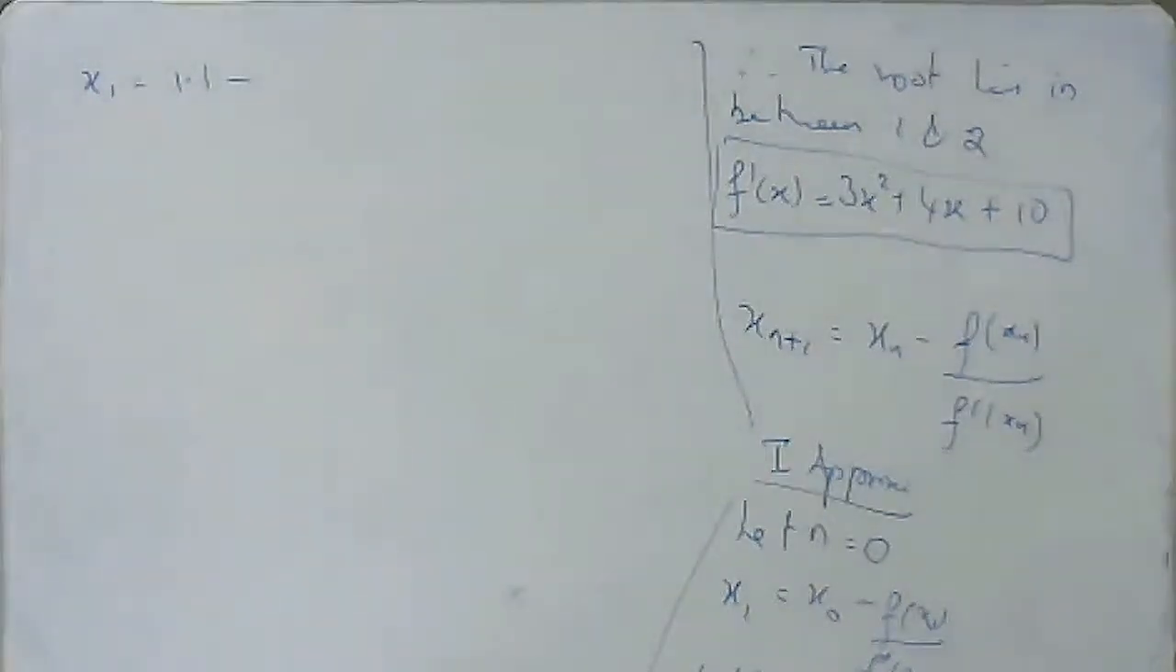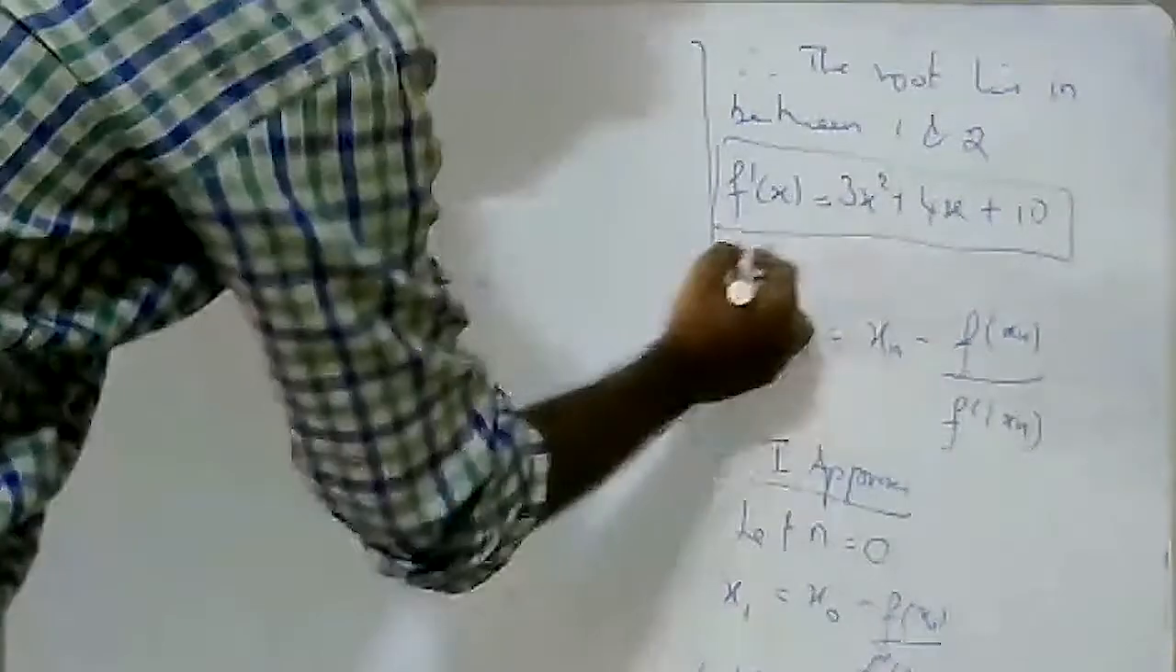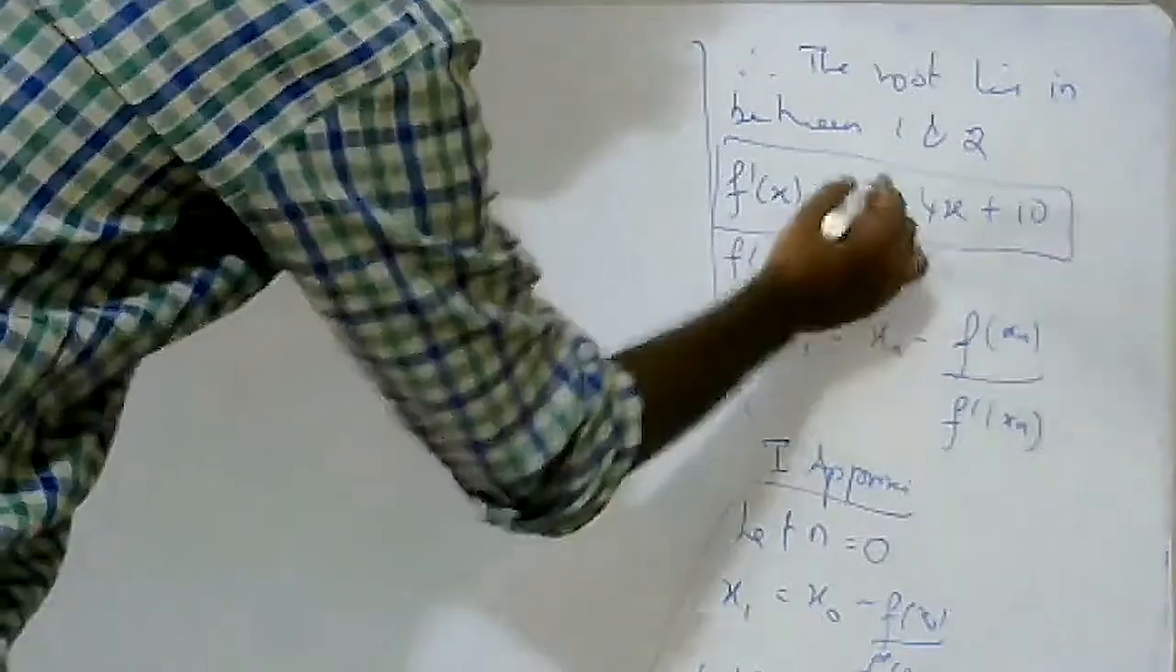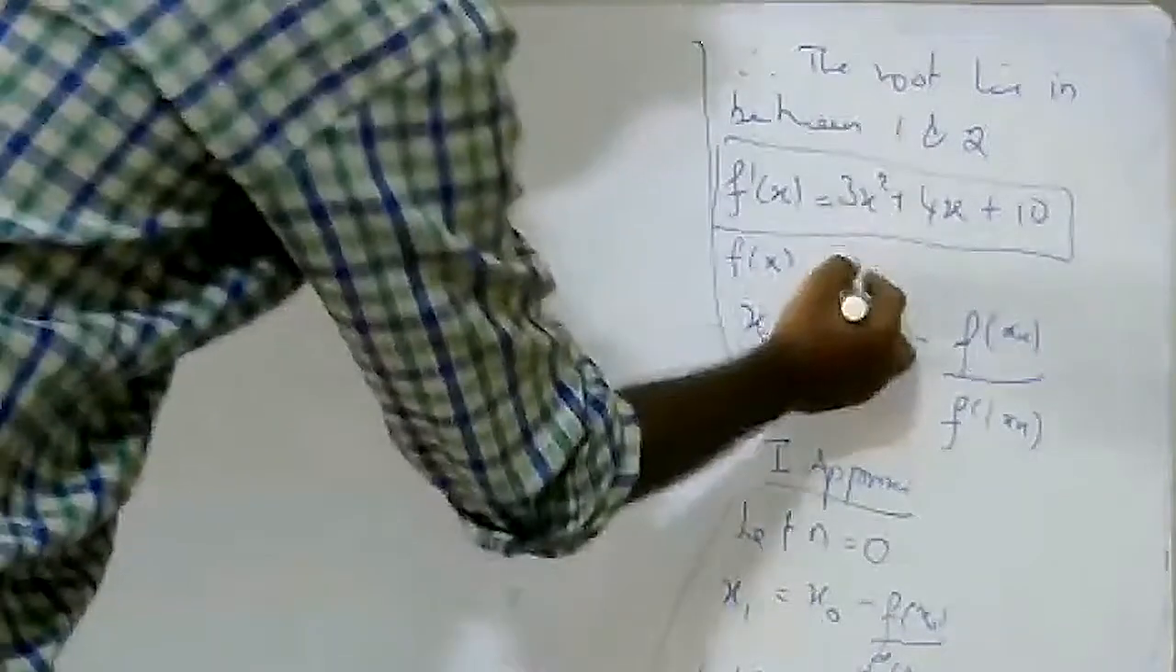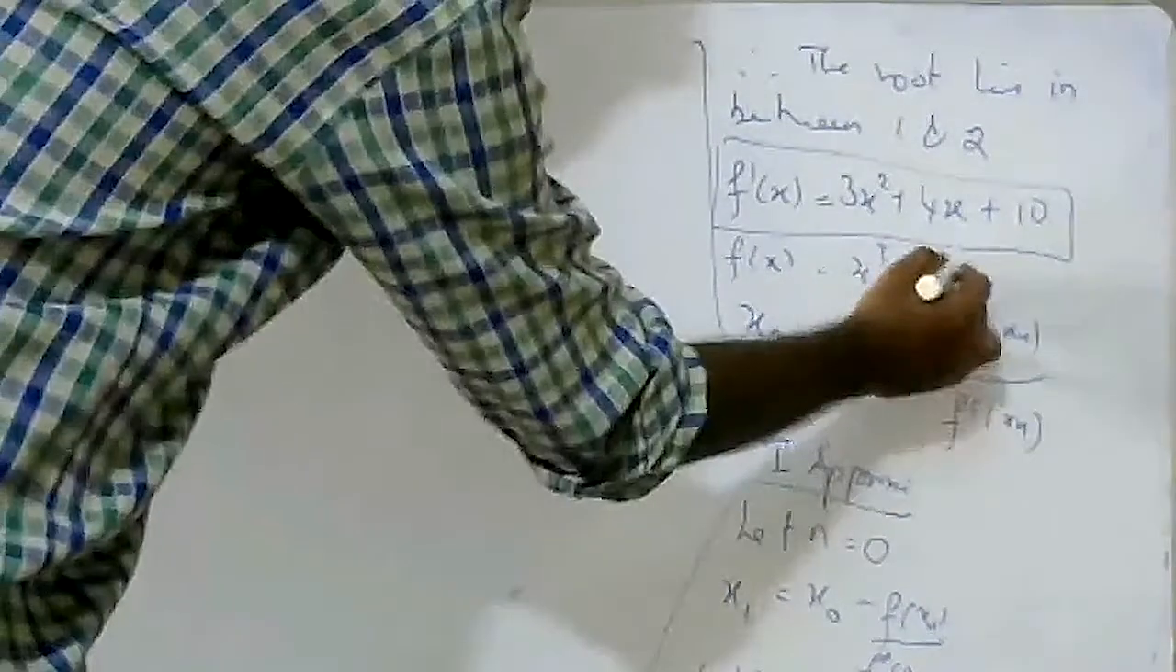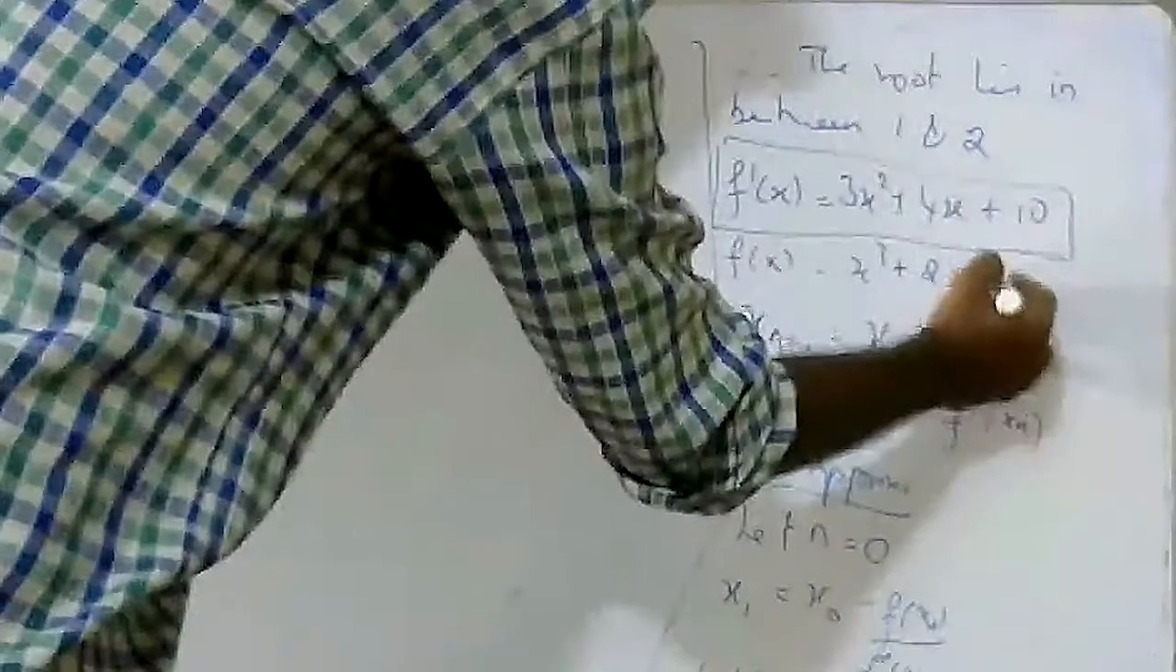F of x naught, now you have to substitute that 1.1 in f. Okay, what is f? So that it will be on the same page. F of x equal to 3x cube plus 2x square plus 10x. What's the constant value? 10x minus 20, I will write it.